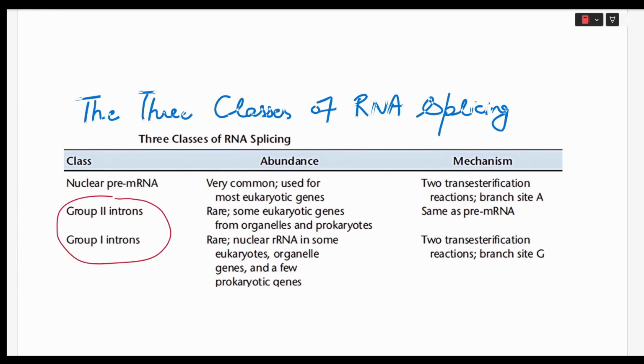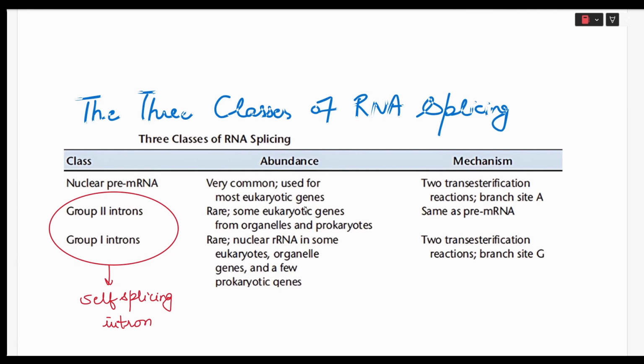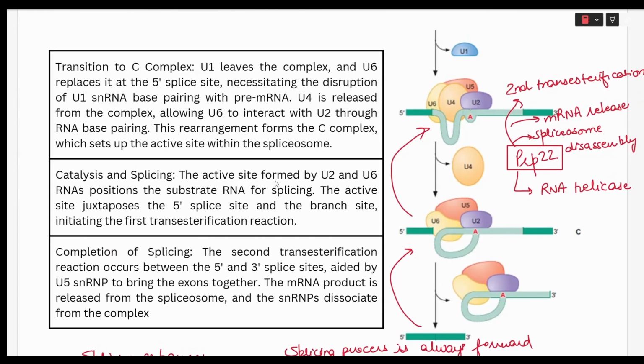So let's actually group them together. Let's make a circle and let's just write that they are self-splicing introns. And as the name suggests, they don't require the spliceosome because they can do it by themselves. They are self-splicing. Self-splicing basically means that the intron is kind enough to fold itself into a specific conformation, right? What conformation? This conformation, as you can see here.